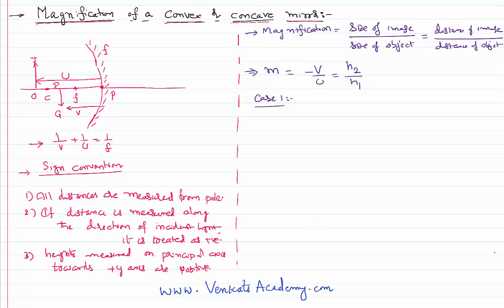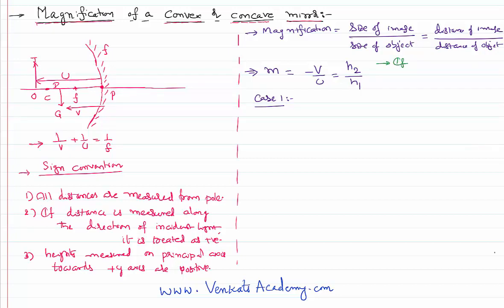One point that we need to know is that the minus sign is there either for v by u, or you can transfer it to the other side, something like minus h2 by h1 equal to v by u. Both are the same. It means that if v and u are in the same direction, h1 and h2 will be in the opposite direction, and vice versa.